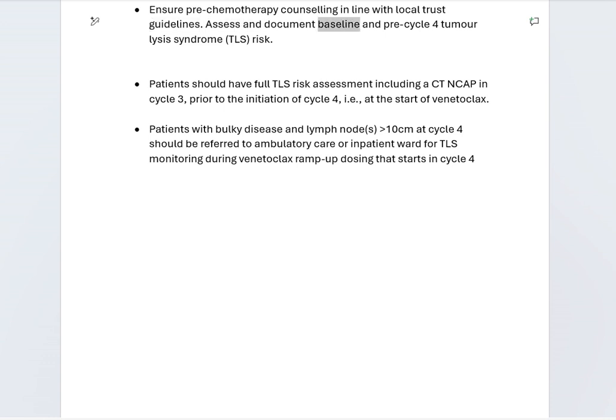Assess and document baseline and pre-cycle 4 tumor lysis syndrome, TLS, risk. Patients should have full TLS risk assessment including a CT-NCAP in cycle 3, prior to the initiation of cycle 4, i.e., at the start of venetoclax. Patients with bulky disease and lymph nodes greater than 10 cm at cycle 4 should be referred to ambulatory care or inpatient ward for TLS monitoring during venetoclax ramp-up dosing that starts in cycle 4.